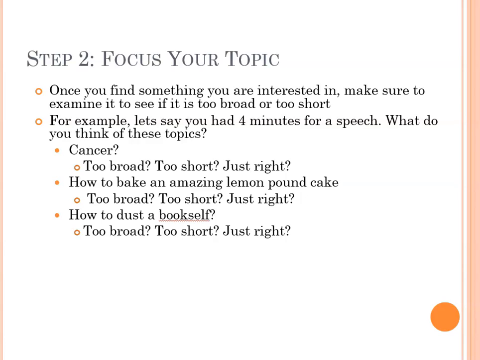Now, the next one is how to bake an amazing lemon pound cake. Too broad, too short, or just right? Well, that one would probably be just right. You would find ways to demonstrate and also find ways to shorten the time a little bit. For example, you can have your ingredients laid out. You could show people how to make it, and you could show them how to mix it up. And of course, you wouldn't be able to bake it in 4 minutes, but you could have a pre-made pound cake and show people, here's the finished product. So it could be done.